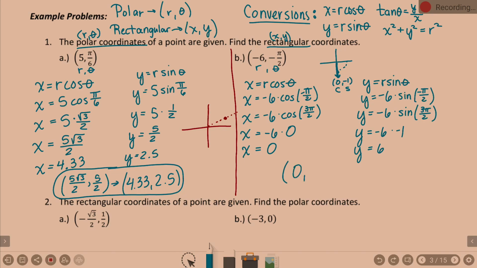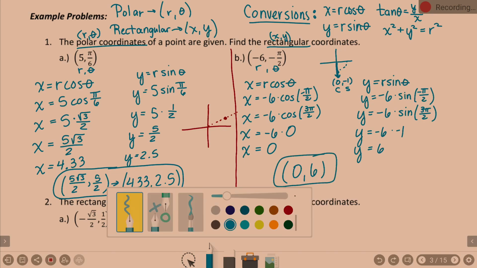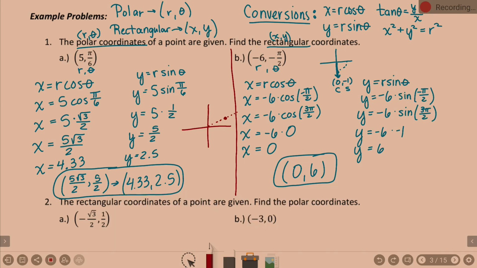So what is our rectangular coordinate here? 0, 6. How does that one make sense though? Well, let's talk about it. Negative 6, negative pi over 2. Negative pi over 2 is this angle down here, right? So here's my negative pi over 2. But what does an r value of negative 6 tell me to do?